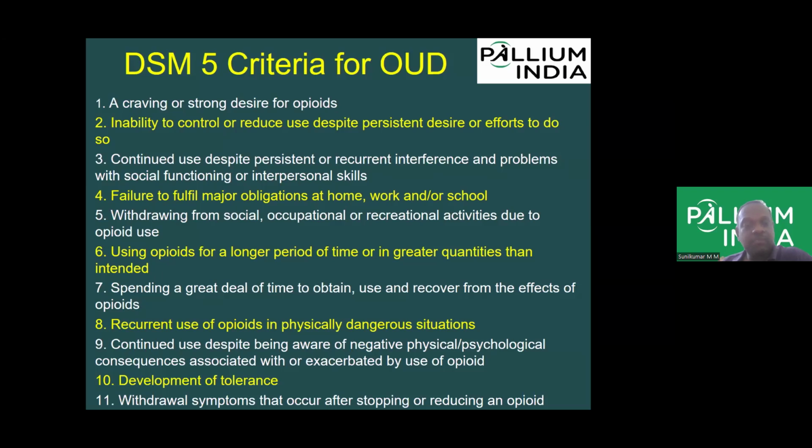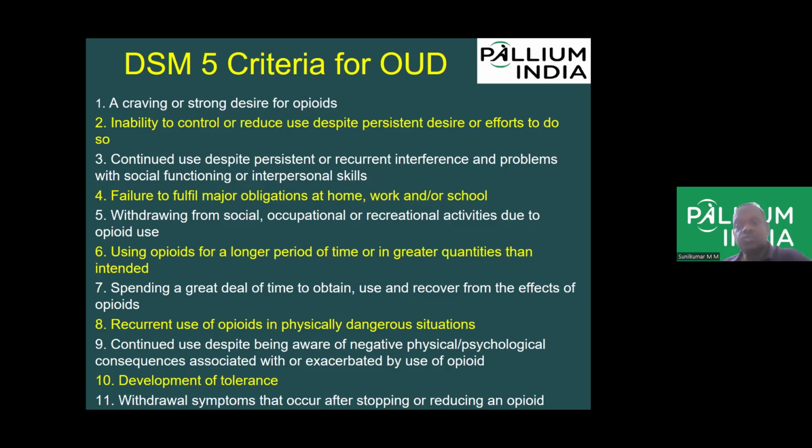You can see development of tolerance. And what is development of tolerance? To get the same effect, you need more doses. And withdrawal symptoms that occur after stopping or reducing an opioid. The last two will not be considered for a patient who is on opioid, because many patients, even if they do not have psychological dependence, if the disease progresses, will need more dose of opioid to get the same pain relief. So tolerance can develop even in patients who do not have psychological dependence.